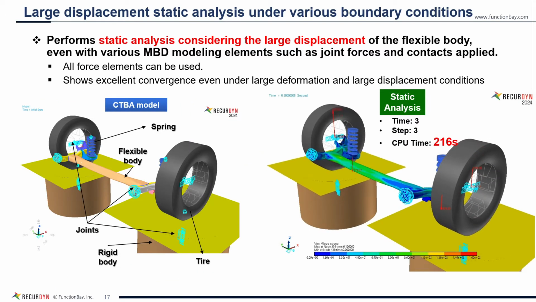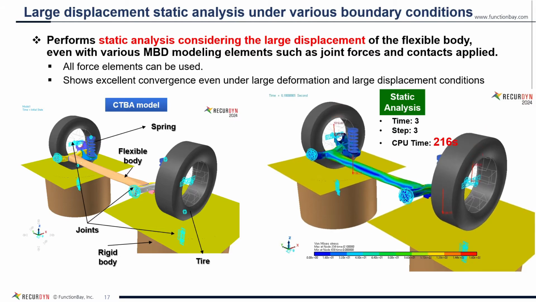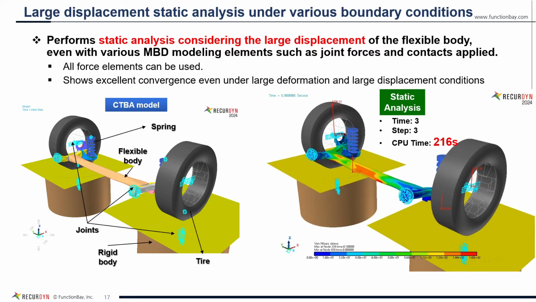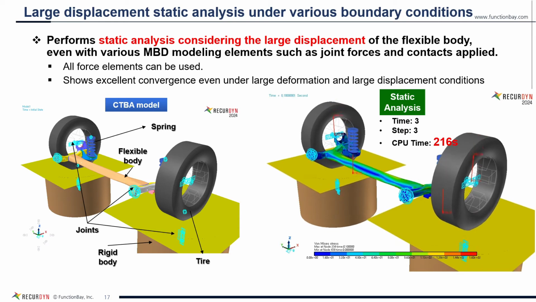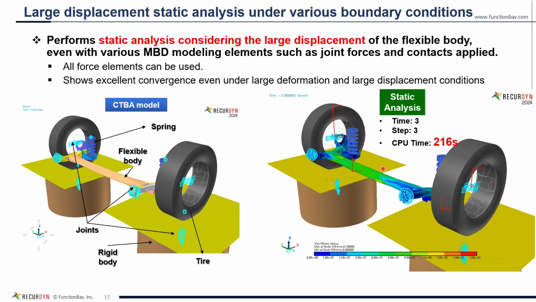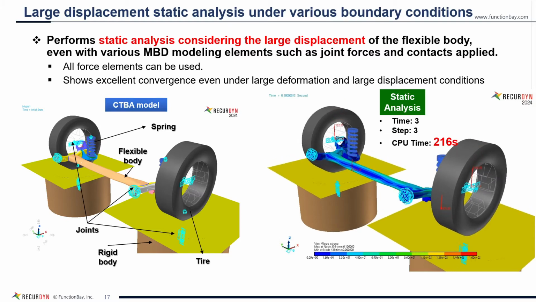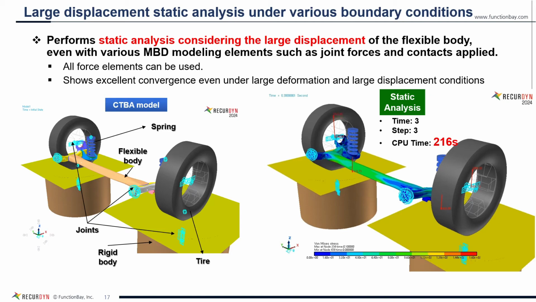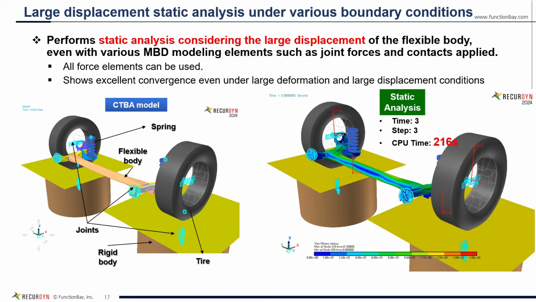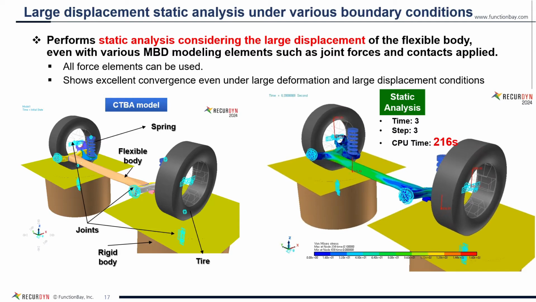Static analysis enables rapid simulation of models with large deformation. The model you see here is CTBA, coupled torsion bar axle. In this model, the deformation itself generates torsional stiffness, resulting in significant amounts of deformation. If dynamic analysis were used, it would require considerable computational time. However, with static analysis, the simulation can be completed quickly, even for various scenarios.